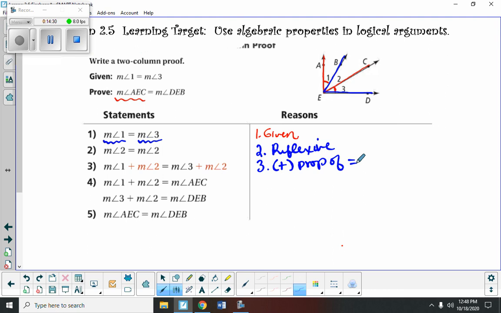So now we're going to look at measure angle 1 plus measure angle 2. Well, that equals measure angle AEC. That equals the red angle. Remember in the first chapter we talked about how the two smaller angles, if you add them together, they equal the whole angle. So that is the addition, the angle addition postulate.